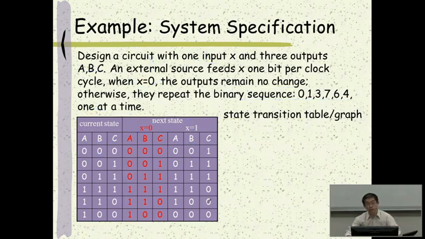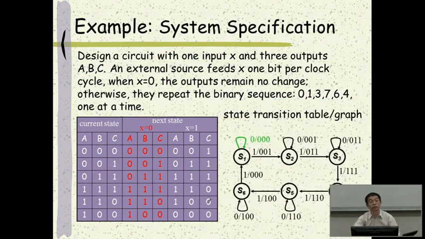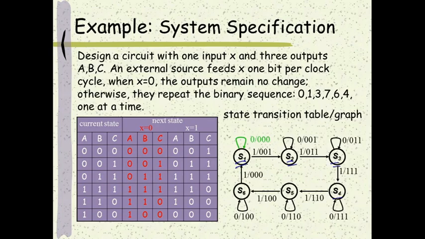And we can represent exactly the same information with what we call the state transition graph. In the state transition graph, we have states. And for each state, we have outgoing edges, which are the transitions. It tells you that from this state, given an input, where the next state will be, and what the output will be. So it represents exactly the same information as the state transition table.